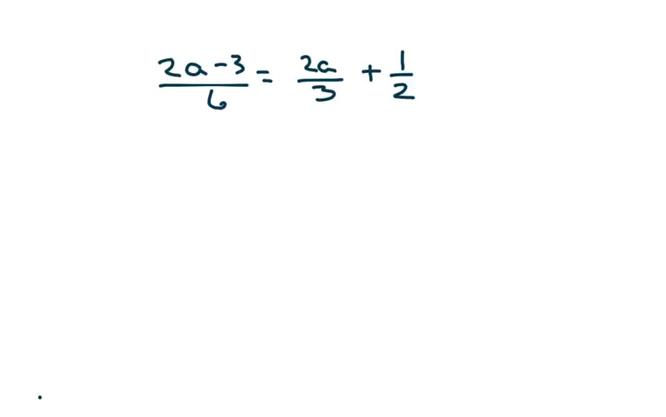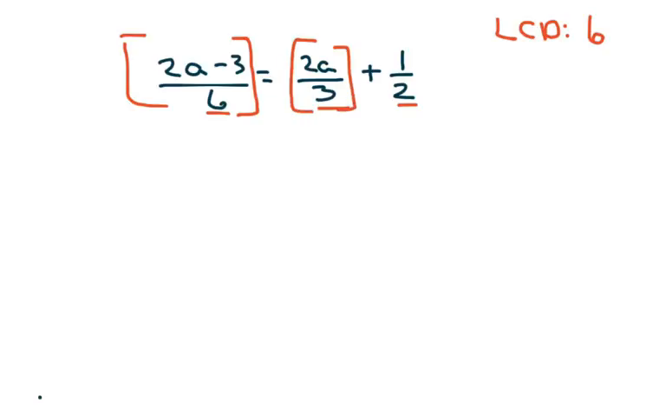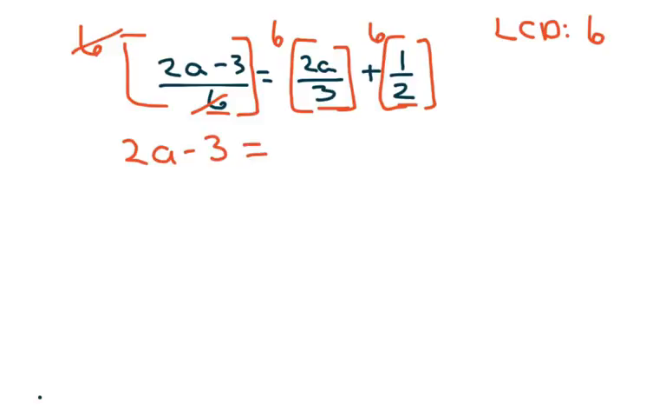The first thing we want to do is find what makes the denominator 0. In this case, nothing. There's no x in the denominator, so any solutions are fine. Our LCD, our least common denominator, is 6. So what we're going to do is clear the fractions, or make it fraction free, by multiplying everything by 6. So this will cancel here, and you're just left with 2a minus 3 equals 3 goes into 6 2 times. 2 times 2 is 4, so you get 4a. 2 goes into 6 3 times, so 3 times 1 is 3.